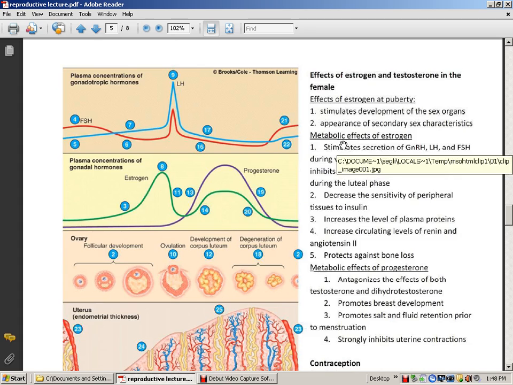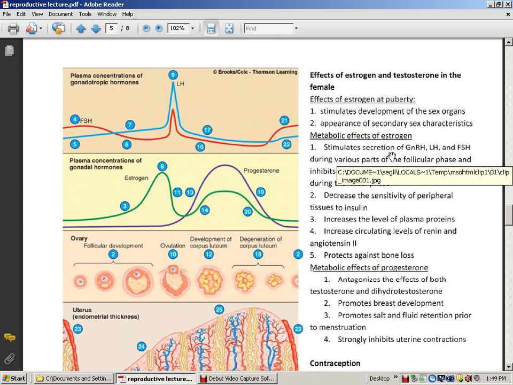All right, and the metabolic effects of estrogen. So it stimulates secretion of GnRH, LH, and FSH during part of the cycle, but it actually shuts it off during other parts of the cycle. And I already talked about this. During part of the cycle, it allows GnRH, LH, and FSH to work. But then for a while, it shuts it off, and it goes into a positive feedback loop where it actually tells the ovary, just go on your own. Forget the hypothalamus, forget the anterior pituitary, just keep cranking out on your own.